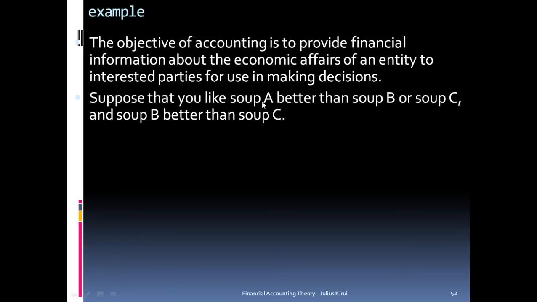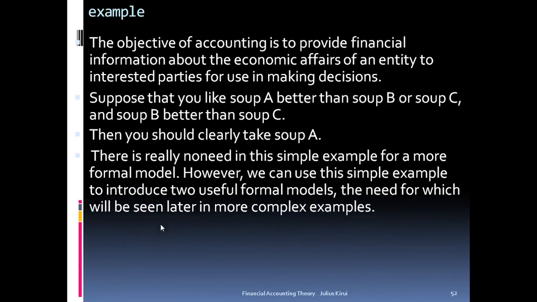Suppose that you like soup A better than soup B or soup C, and soup B better than soup C. I know most of us will love soup. Soup is good, especially when it is cold. So this is a good example of certainty. You have the information: A better than soup B or soup C, and soup B better than soup C. Then you should clearly take soup A.